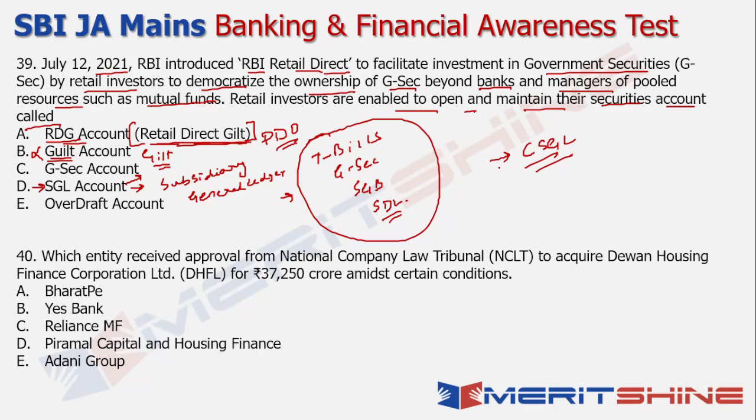And using that, they are basically allowed to participate in the trading of government securities as well, right? So technically individuals are also allowed to hold the constituent SGL account. So now talking about the overdraft or the OD account, this account basically talks about whenever a corporate or, let's say, an entity wants to basically overdraw an account, right?